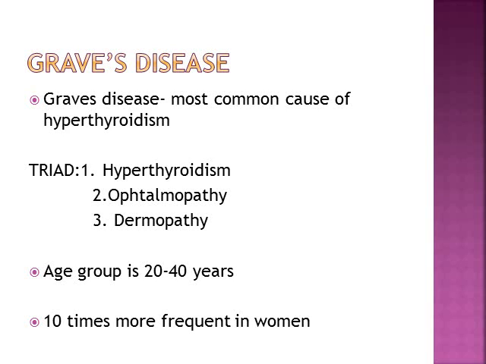What is the second feature of the triad? Ophthalmopathy. What are the ocular lesions in Graves' disease? I'll discuss that. The third one is the skin change in Graves' disease, called dermopathy. Although acropathy is also there, it may or may not be associated with Graves' disease. What age group is commonly affected? 20 to 40 years. And females are 10 times more prone to getting this disease.